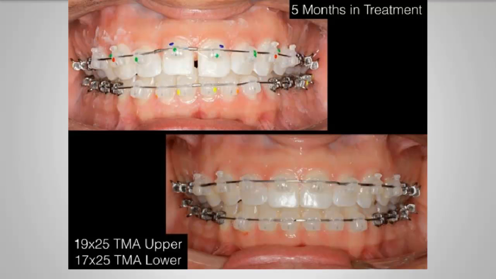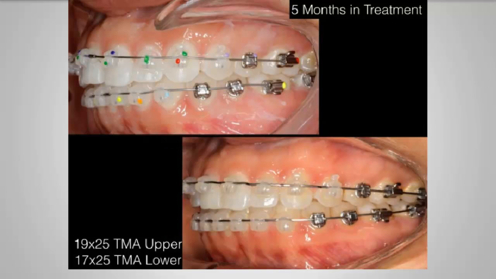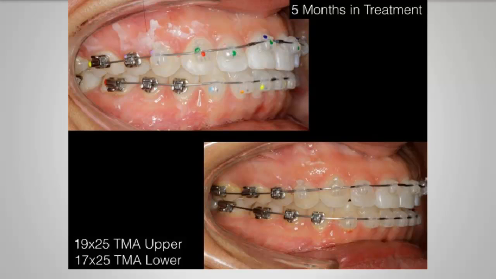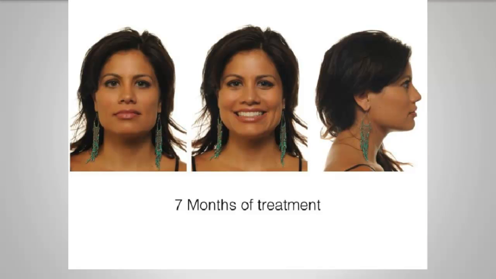At 5 months, I've placed my finishing wires, 1925 TMA in the upper, 1725 TMA in the lower. I'm just detailing at this point of treatment time. Maintaining that good class 1. She's got a beautiful smile arc. That's at 5 months. Here she is, Rebecca at 7 months of treatment time. Again, this is a case in my practice that would have been 12 to 14 months. We're treating her out in 7 months treatment time.